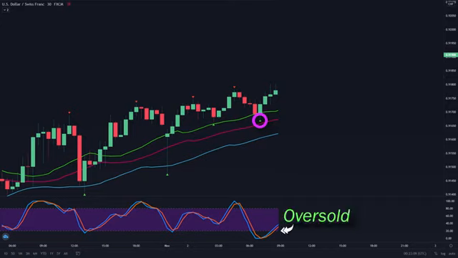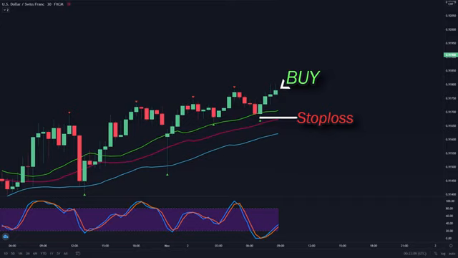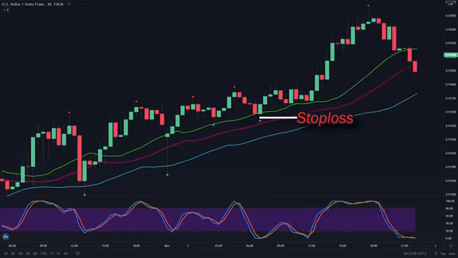So this will be our entry signal and you want to take a buy position. Then, you place your stop loss below the fractal and take profits when a candle closes at the pink line. And as you can see, this trade ended up being profitable. Let's look at another example.